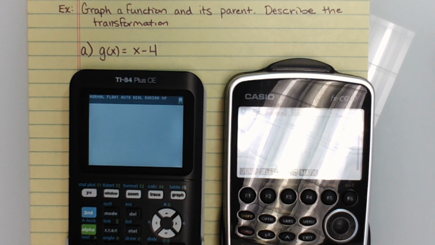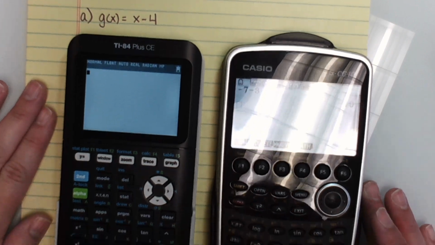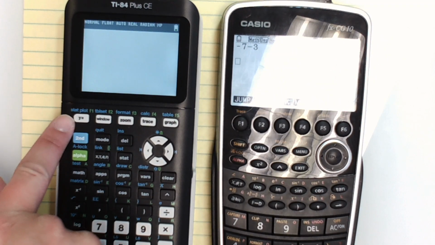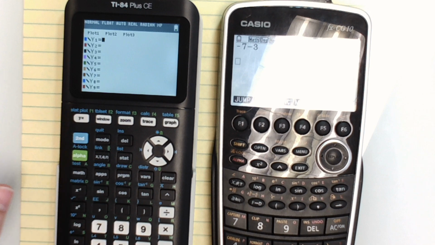So, we are going to graph both of our functions. To do that, first thing we have to do is get into the graphing menu. If you have a TI-83 or a TI-84, you're going to follow my calculator on the right. If you have a Casio, you're following the one on the left. Left for TI, right for Casio. To get to the graphing menu on a TI calculator, click the Y equals button. It's directly under the screen. Ta-da, you're in the graphing menu.